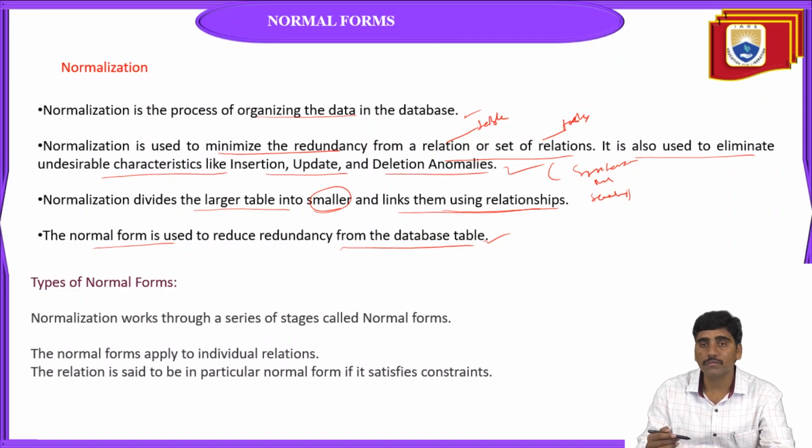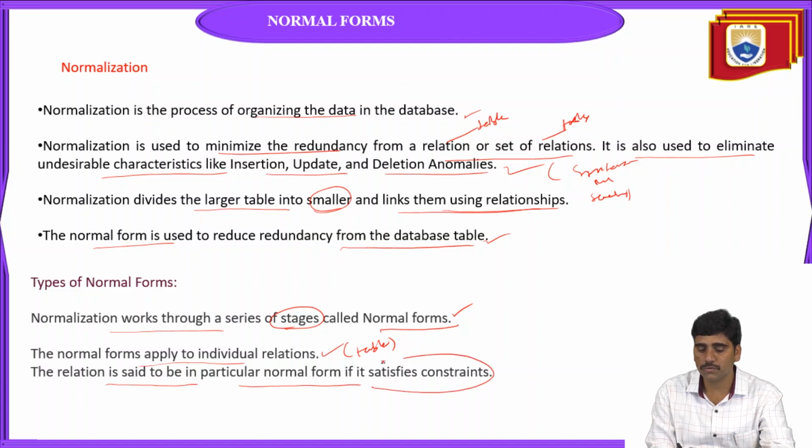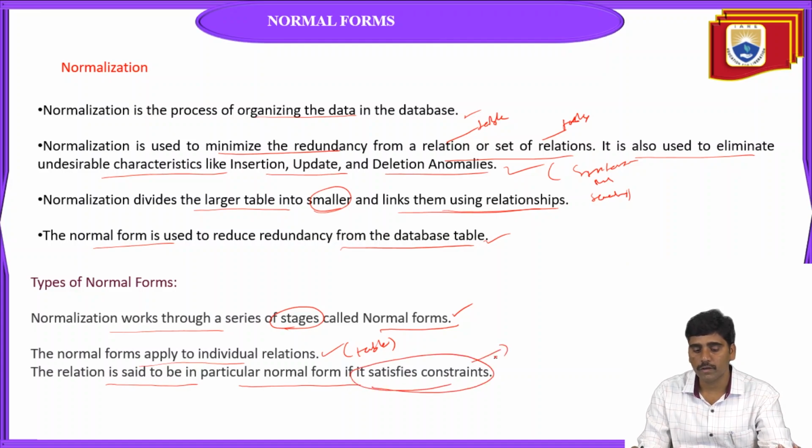There are different stages, or different types of normal forms, to achieve the normalization process. Normalization works through a series of stages called normal forms. Normal forms apply to individual relations, and individual relations are nothing but individual tables. A relation is said to be in a particular normal form if it satisfies the particular constraints.